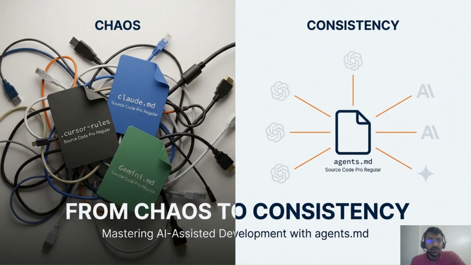Hello, today we'll be discussing the agents.md file: why it is useful, what the use of this file is, and what problem we are going to solve using it.